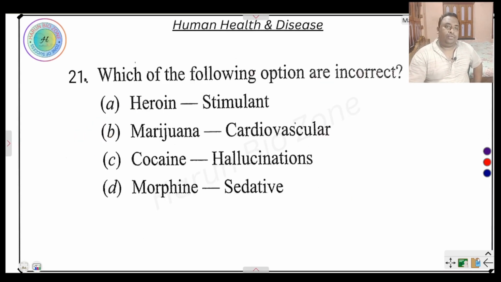Question number 21. Which of the following is a stimulant? Marijuana is a cardiovascular disease, right? Morphine is a sedative and cocaine is a painkiller sedative. Here cocaine is a stimulant. Cocaine is a stimulant. Cocaine is derived from Erythroxylum coca, and cannabis sativa is the source of marijuana.